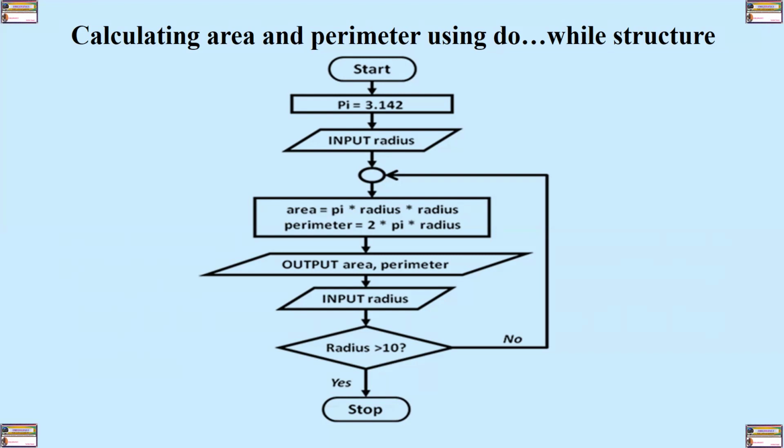So that means no. So we compute area, we compute perimeter, we display area and perimeter. Then we request the user for another radius. We check that radius. Is it more than 10? If no, we repeat: compute area, compute perimeter, display area, display perimeter. Then we request the user for another radius. We check. So this loop will repeat for as long as the value of radius does not exceed 10. Otherwise, once it exceeds 10, we stop.